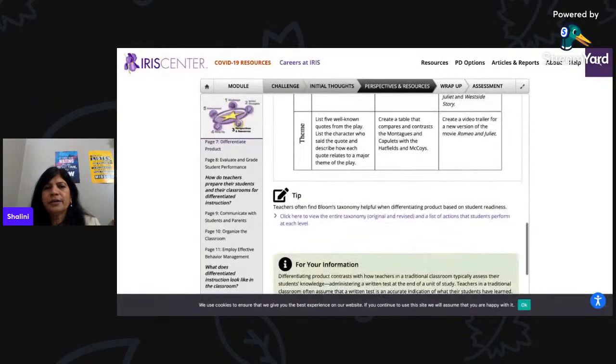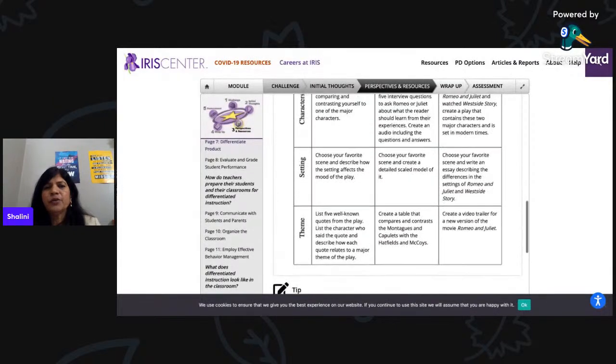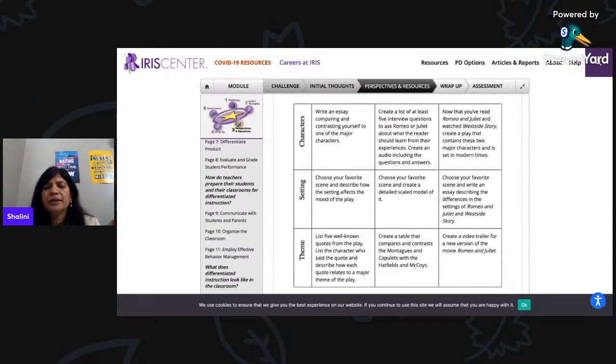So here for the character, for the theme, for the setting, different options are given, and children can take any option for the characters. They can take any option for the setting. They can take any option for the theme, and then write their story. So this is how we can use this strategy to differentiate the product.